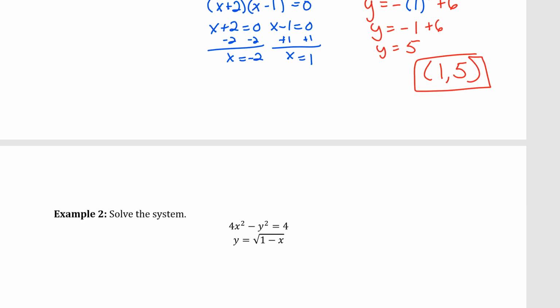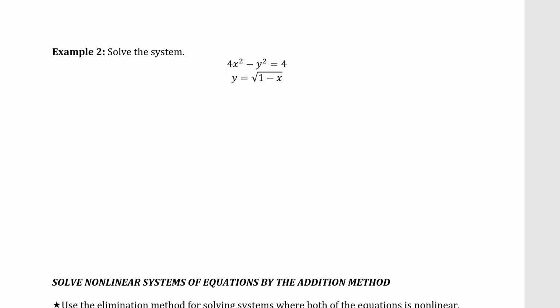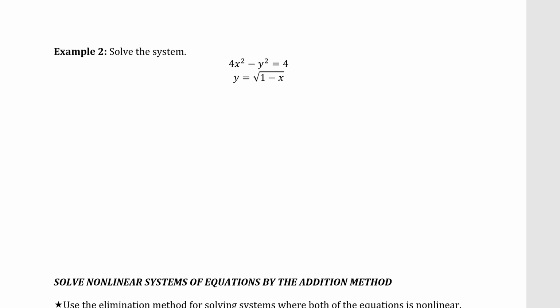Let's do one other one where we're going to solve using substitution. Notice I already have this one where y equals something. So I'm going to plug this whole thing into this y. Okay? So I'm going to have 4x squared minus, and then I'm going to plug this entire thing, square root of 1 minus x, and that's going to be squared, equals 4.